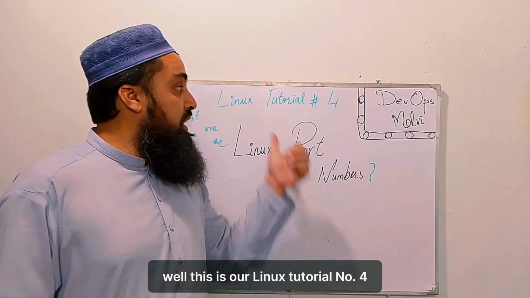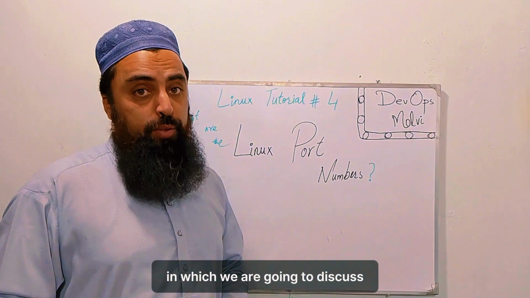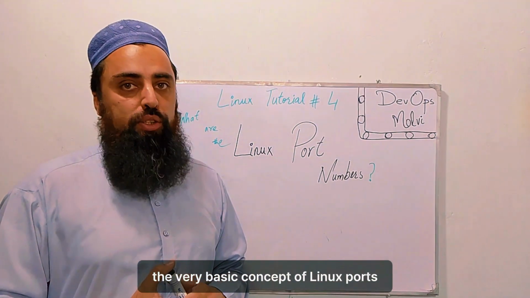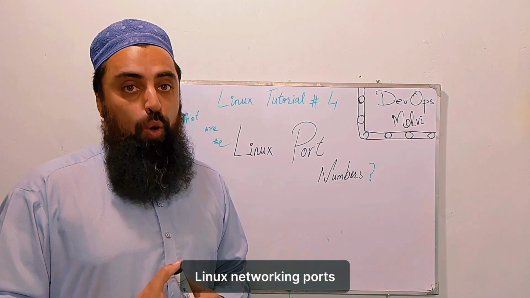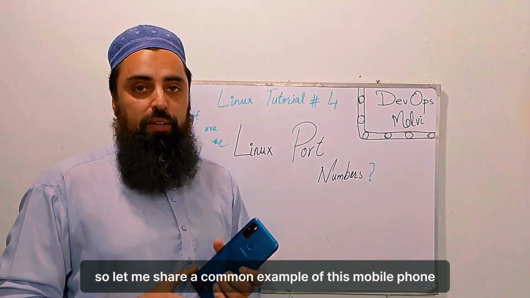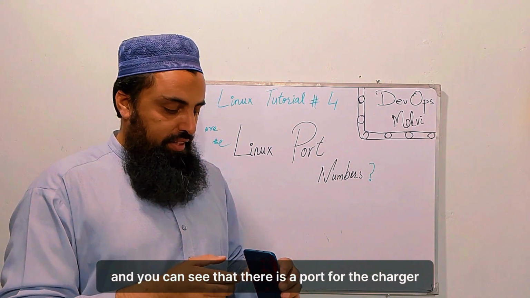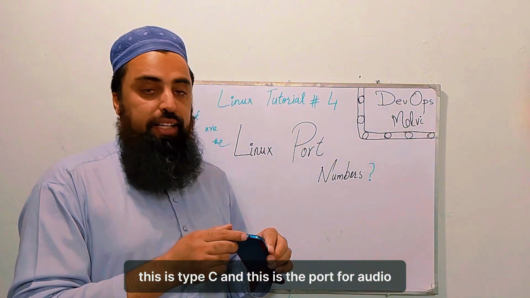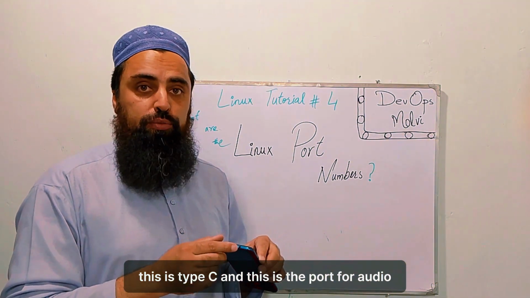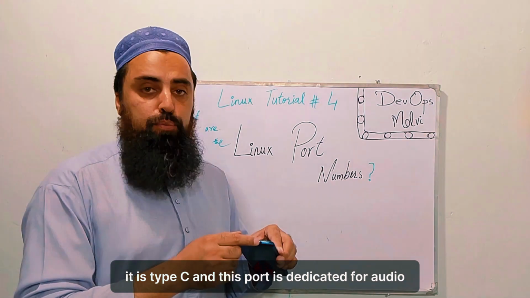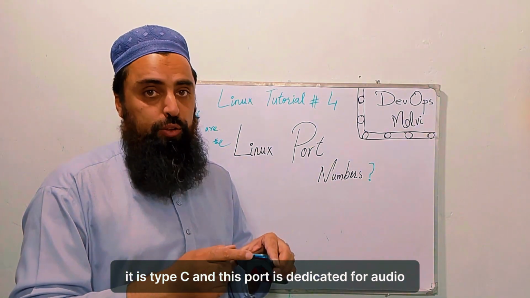This is our Linux tutorial number 4, in which we are going to discuss the very basic concept of Linux ports, Linux networking ports. Let me share a common example of this mobile phone. You can see that there is a port for the charger. This is type C, and this is the port for audio. This port is dedicated for charging, it is type C, and this port is dedicated for audio.